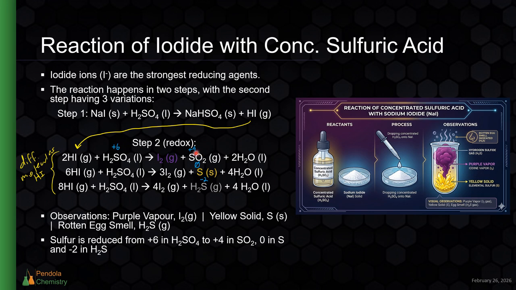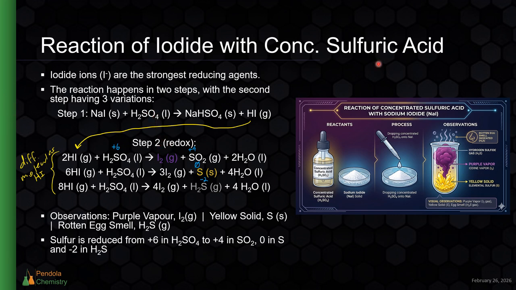So this shows you just how strong of a reducing agent iodide ions are. They don't just reduce sulfuric acid into SO2 like bromide, or not even reduce it like a chloride. It actually reduces sulfur in sulfuric acid so much it causes 3 different redox reactions with increasingly more negative sulfurs, more reduced sulfur. And so we get this very wide variety of different observations.